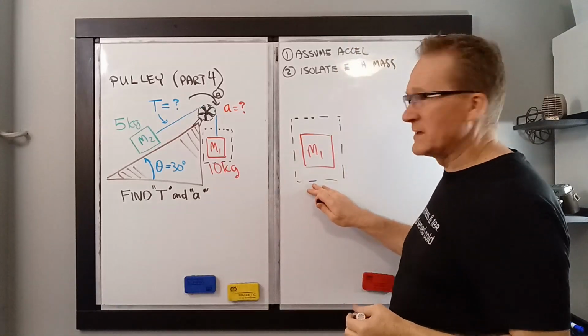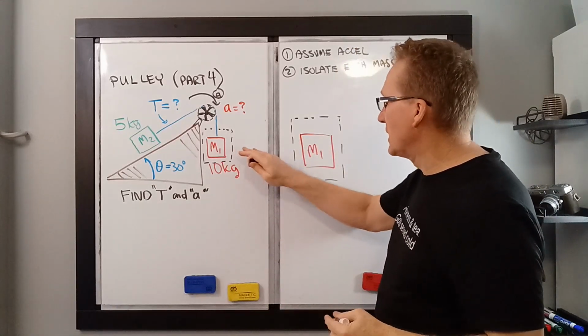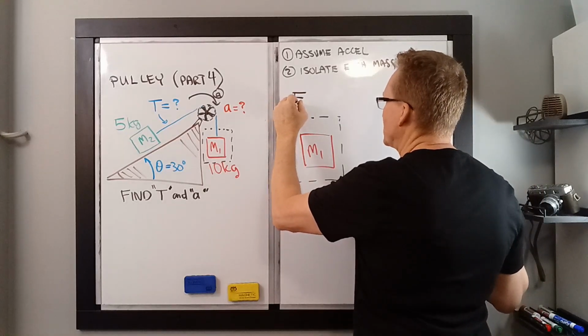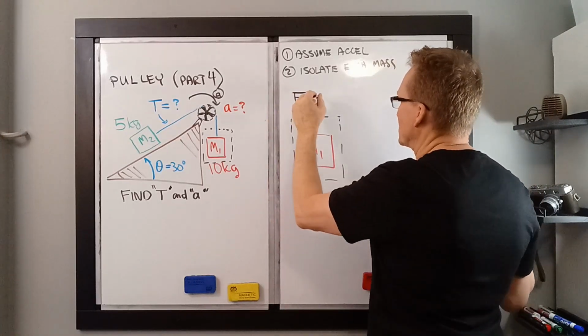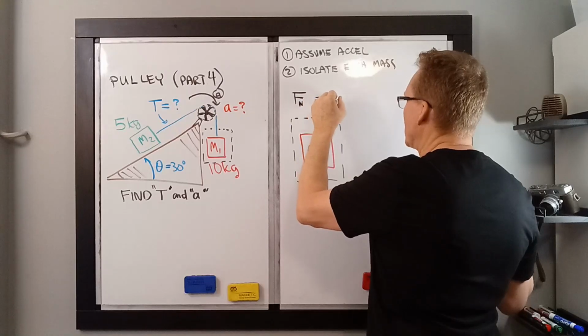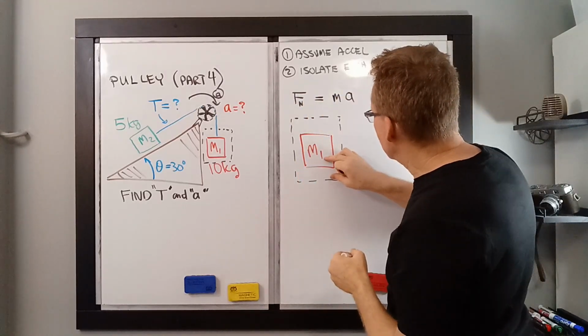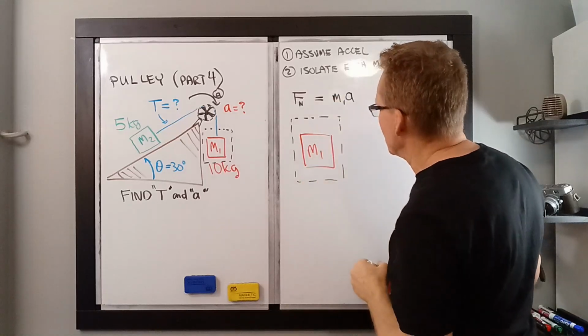All right, here we have our isolation box drawn around mass number 1, and we want to use Newton's law. Newton's law is very straightforward: the net force, the total unbalanced force acting on an object, is equal to that object's mass times acceleration. Here we have this specific mass, so it would be mass 1 times acceleration.